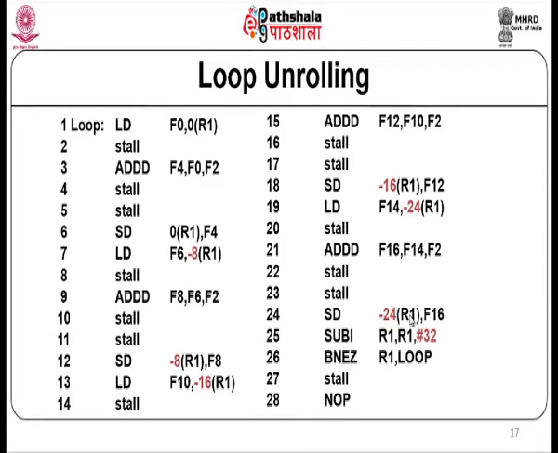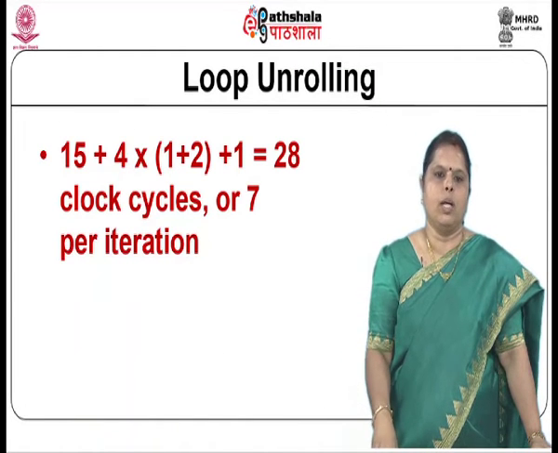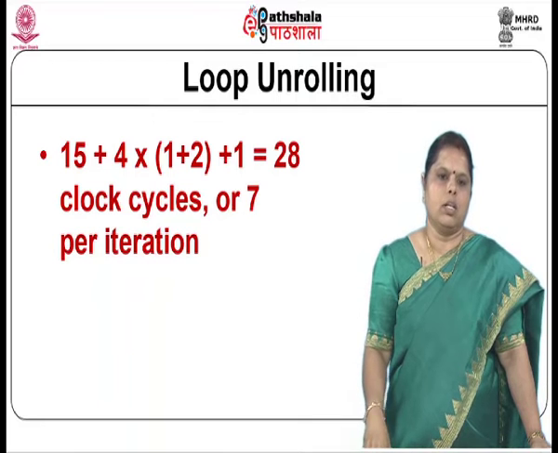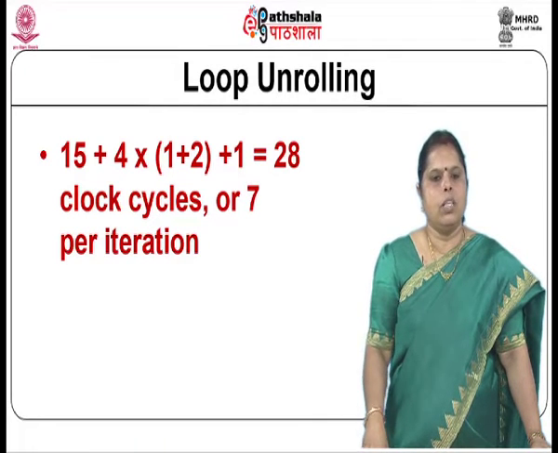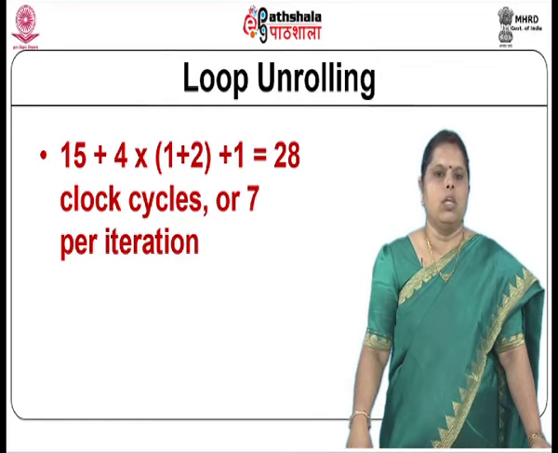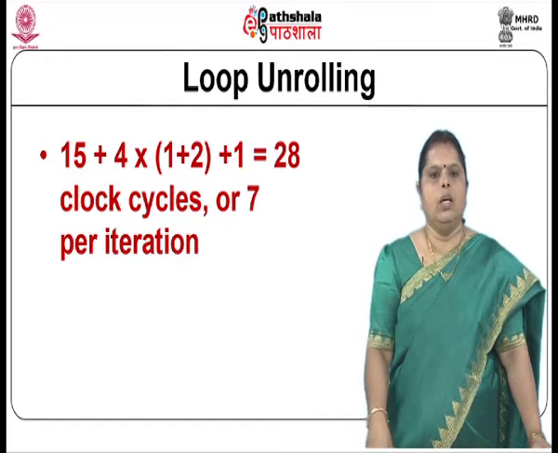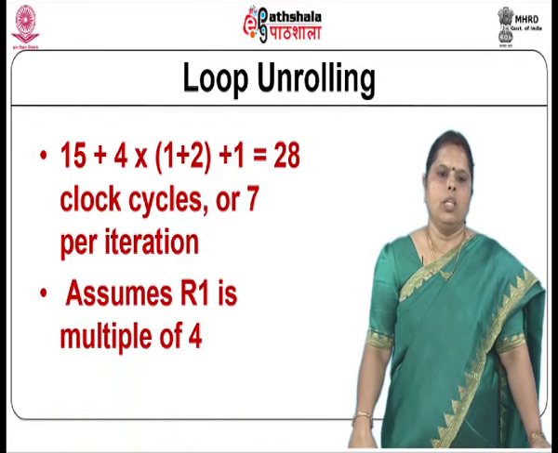You are replicating the loop enough number of times. Remember that you will have to remove all the name dependencies, and you will also have to adjust the addresses appropriately. This loop unrolling of 4 times takes about 28 clock cycles for execution, or 7 clock cycles per iteration. Remember that we have not done any reorganization of the code, we have not tried to schedule the instructions appropriately, we have just done a loop unrolling process, and we are just assuming that R1 is a multiple of 4.